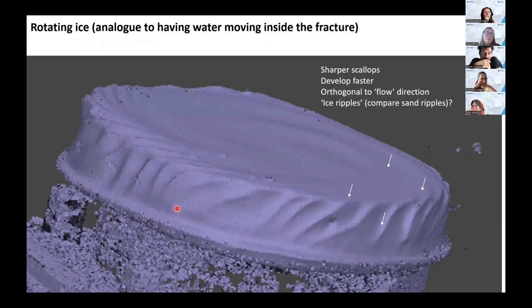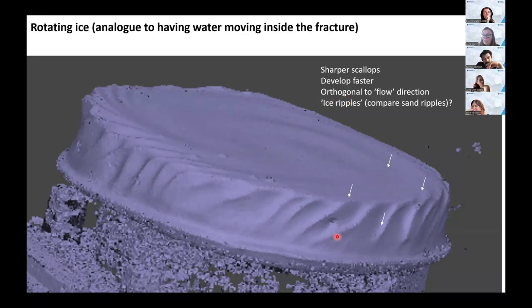And then the final experiment that we had time to do was rotating ice. In that lab, you can spin the ice, and then it looked like this. So this was quite cold water, but these patterns were formed. This is the analog of what it looks like if you have water moving inside the fracture. And these scallops, they are quite a bit sharper, and they developed much faster. And they are always orthogonal to the flow direction.